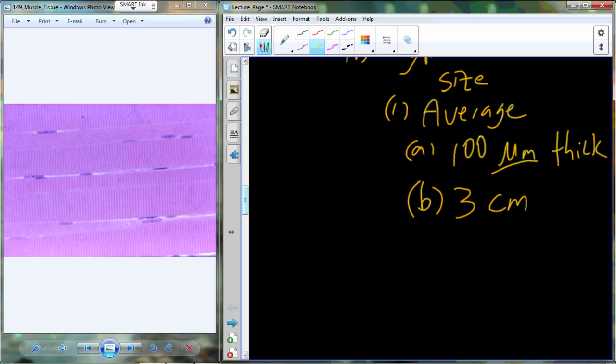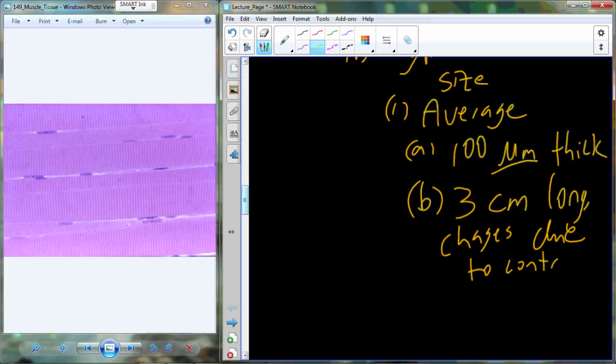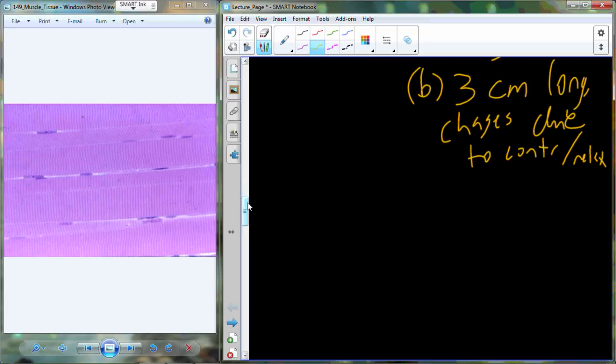What about length? Average length, about 3 centimeters long. Now, obviously, this is going to change. It's altered due to contraction and relaxation. Contracted, it's going to be smaller; relaxed, it's going to be longer. So the average is about 3 centimeters in length. This is the average size of a muscle cell, and it changes due to contraction or relaxation.